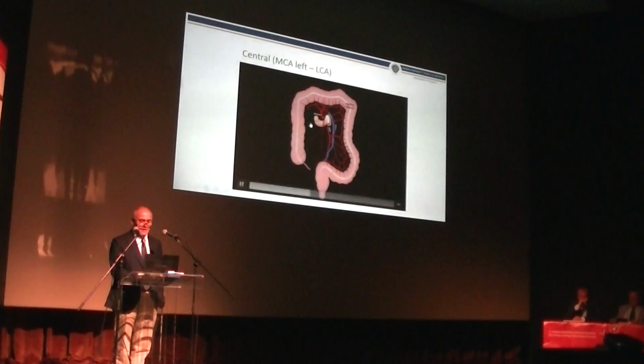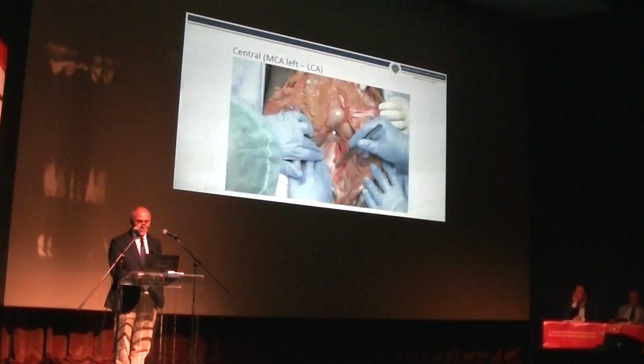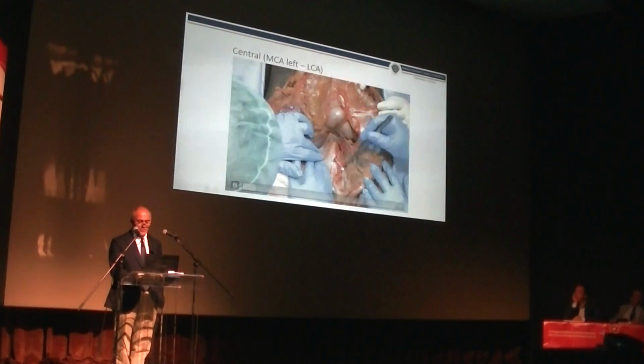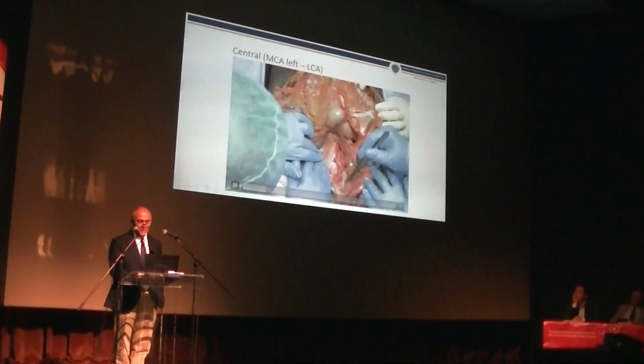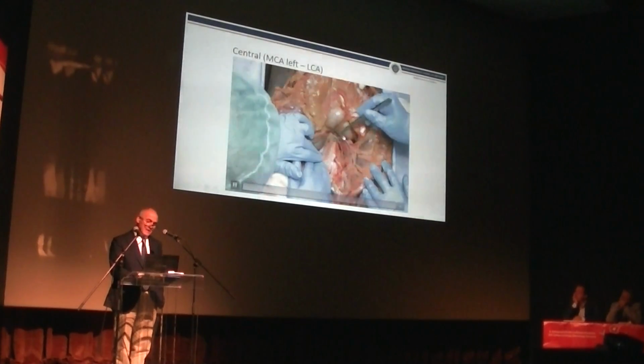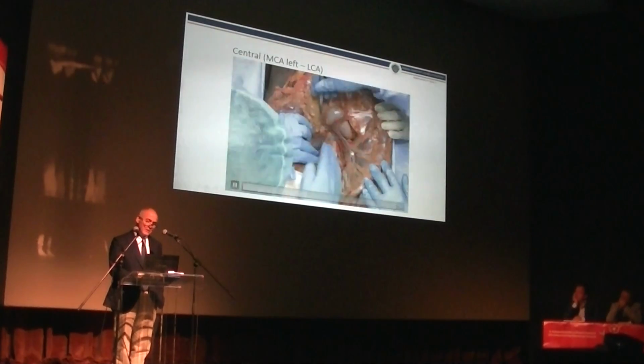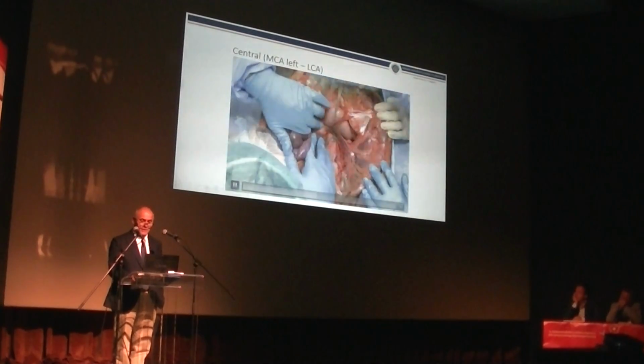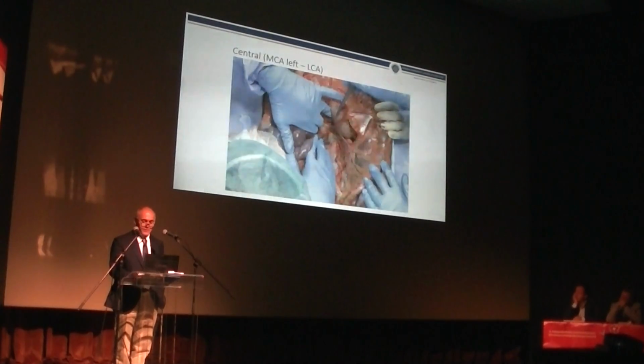And this is another type. It is from the left part of the middle colic joining with the left colic artery, and this is the inferior mesenteric left colic, ascending left colic artery, and this is, as you see, the communication between the left branch of the middle colic with the accessory left colic artery.